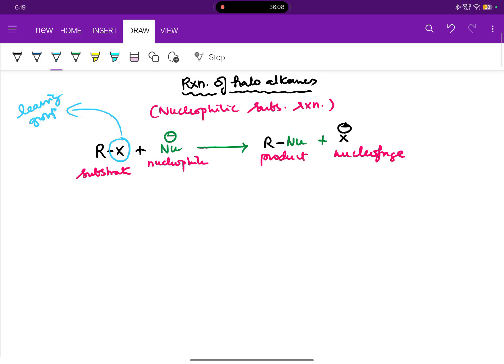But the same X, when attached to the substrate, which is going to be replaced by the nucleophile, will be called the leaving group before the reaction. Make a note of this. This is a very, very important point. So this basics is going to continue. Yes, sir.